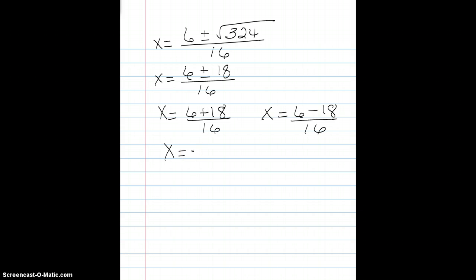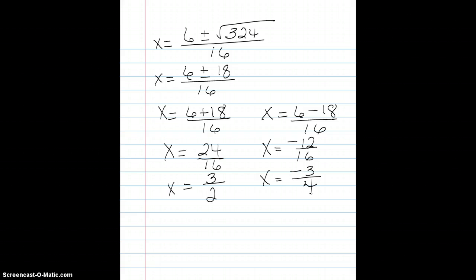Now x will equal 24 over 16, which can be reduced to, 8 will go out of both of those. 8 goes into 16 two times. Over here, I get negative 12 over 16, which gives me a 4 will go out of both of those, so 3 and 4. So my two answers are 3/2 and negative 3/4.